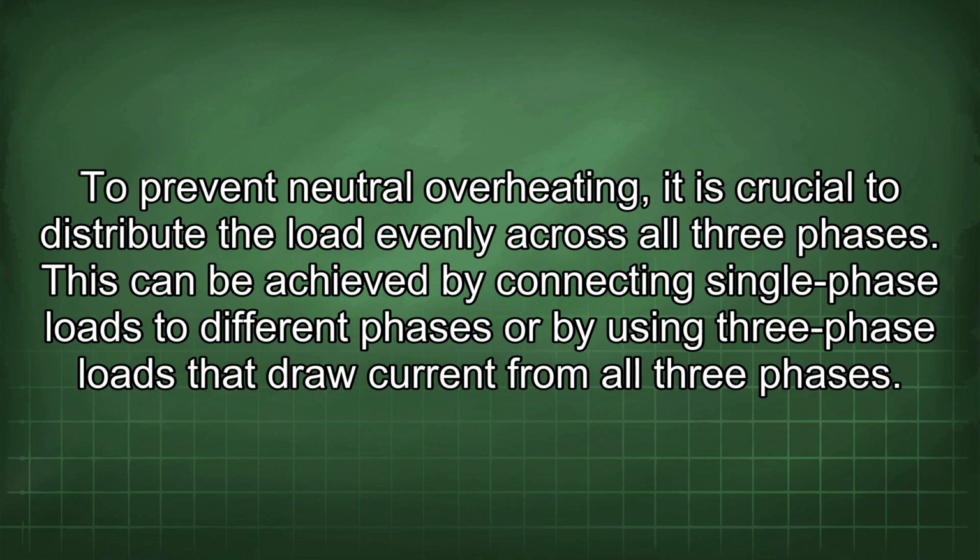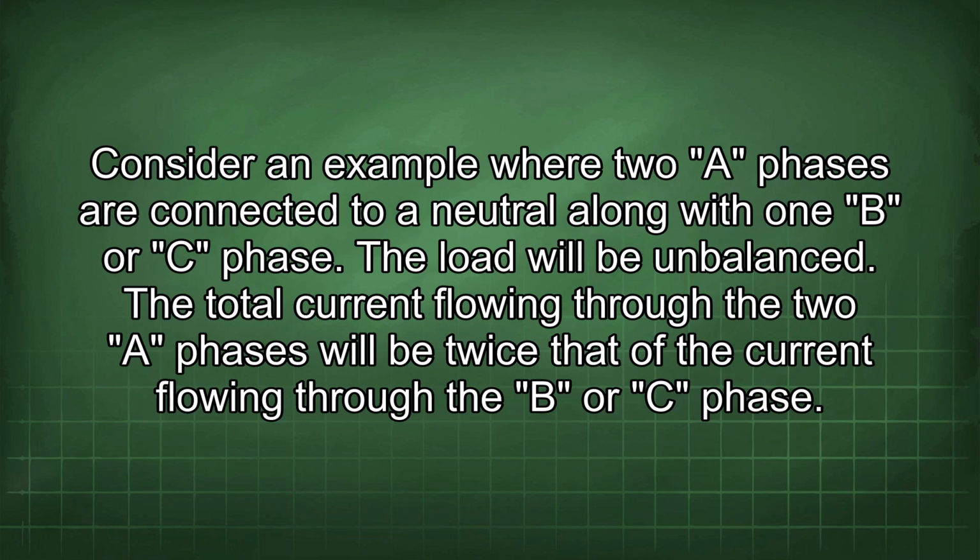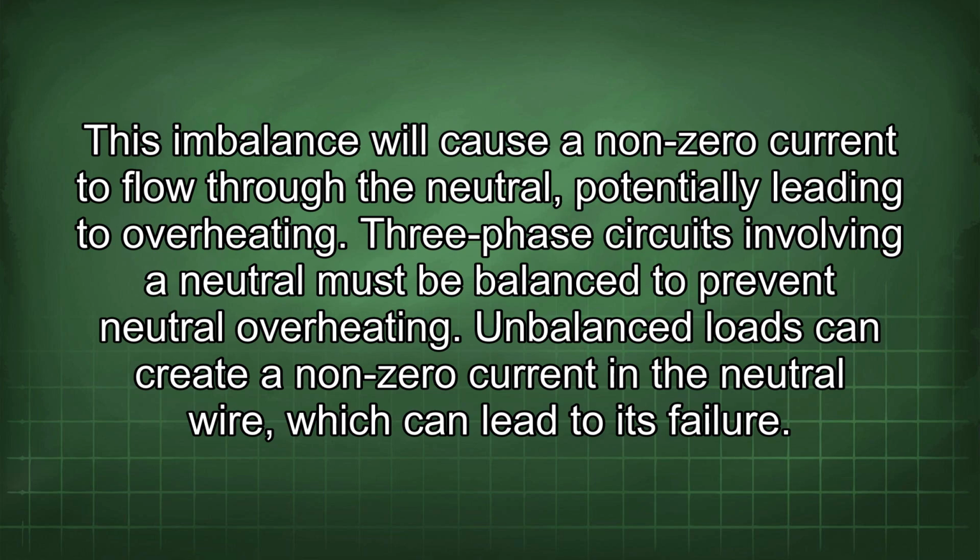Consider an example where two phases are connected to a neutral along with one B or C phase. The load will be unbalanced. The total current flowing through the two phases will be twice that of the current flowing through the B or C phase. This imbalance will cause a non-zero current to flow through the neutral, potentially leading to overheating.